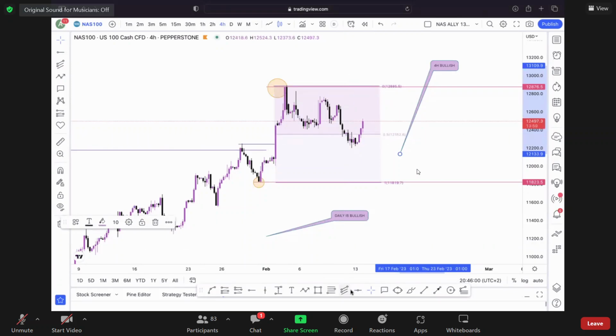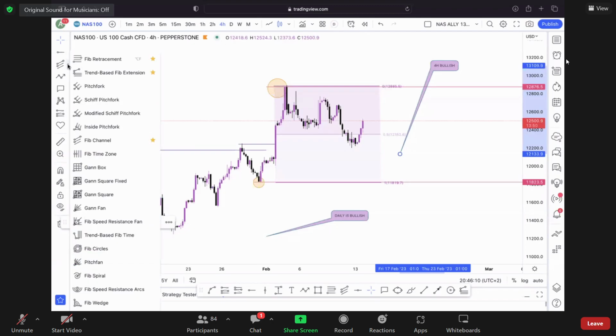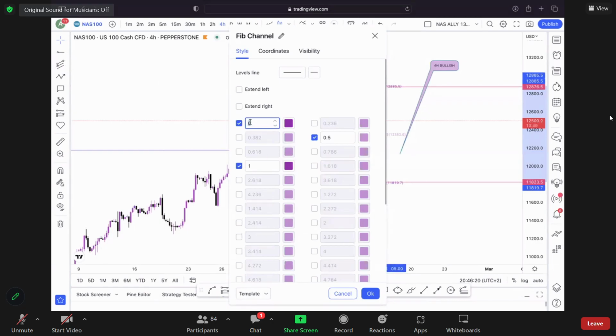Okay, so you can see over here, it's called the fib channel. You will find it over here on the left-hand side. Not that one, sorry, this one over here. Fib channel. Okay. And it's literally just a 0, a 50, and a 1. So if I show you that, it's literally 0, 50, and a 1.